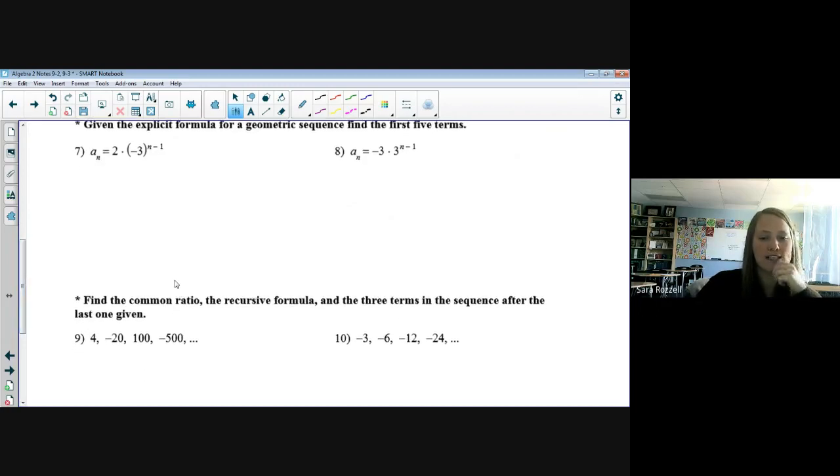So on number 9, it says find the common ratio, recursive formula, and 3 terms in the sequence after the last one given. So do we see a common ratio right off the bat for number 9? What are we multiplying by? Negative 5, yeah. So our ratio is negative 5.